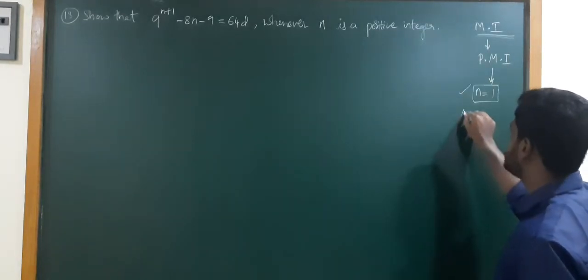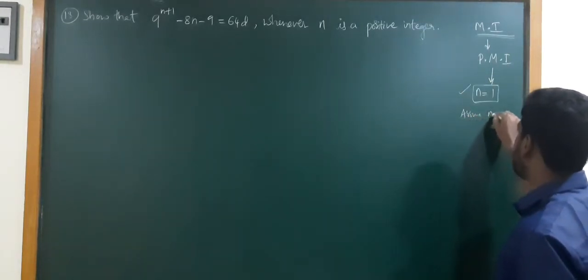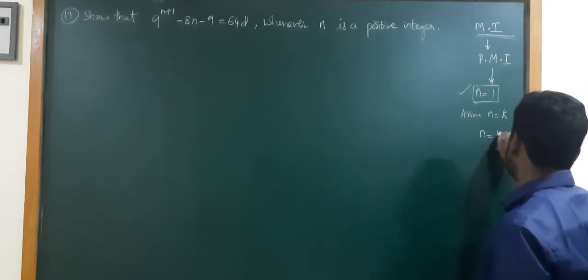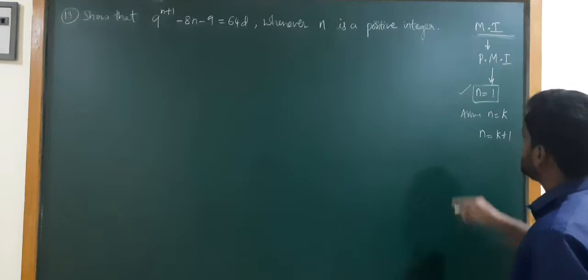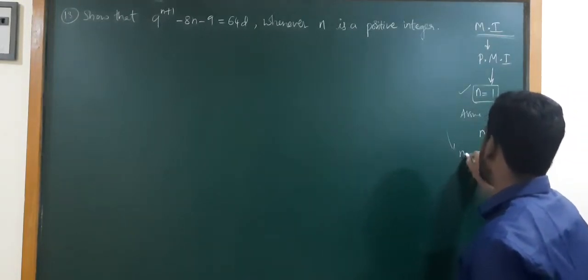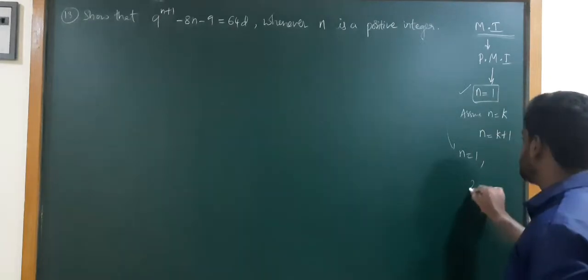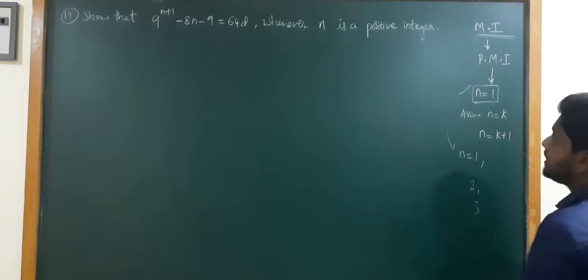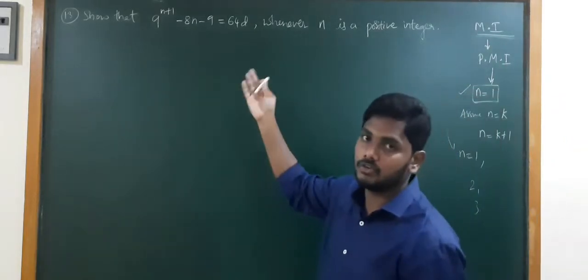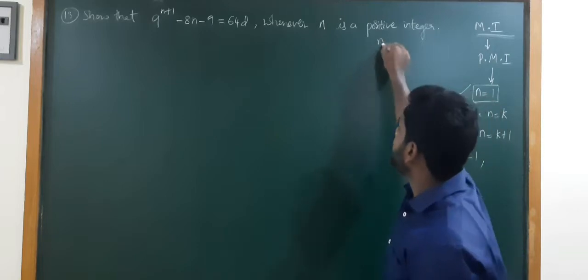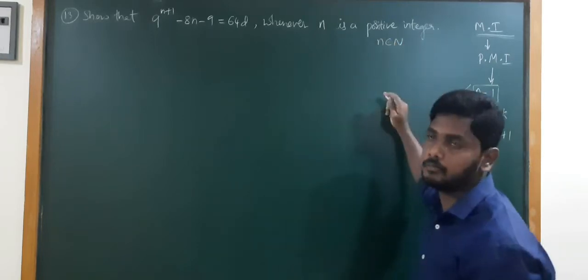After that we need to assume that for n equal to k it is true. Next, for n equal to k plus 1. Nothing but in the place of LHS and RHS, we will substitute n equal to 1 value, next 2, next 3. If it is satisfying for every value like that, we will say that LHS equal to RHS is true for n a positive integer, nothing but n belongs to the natural numbers.